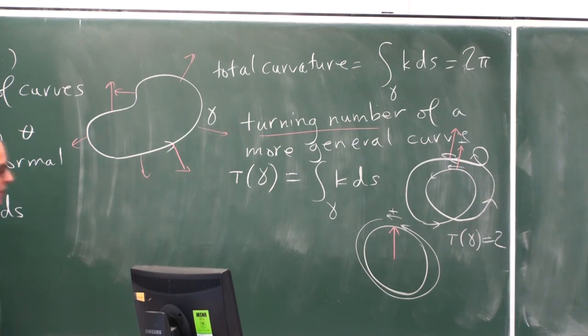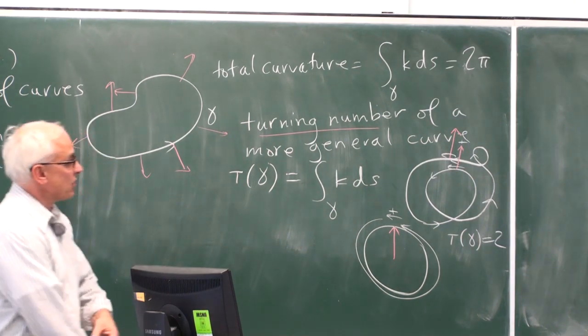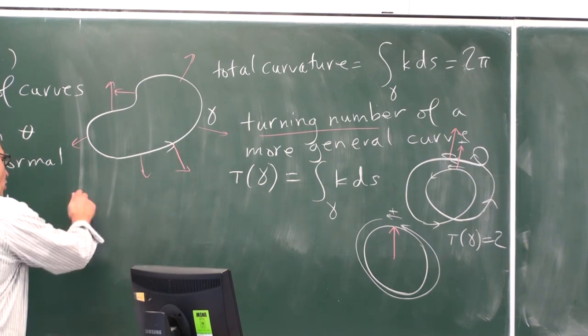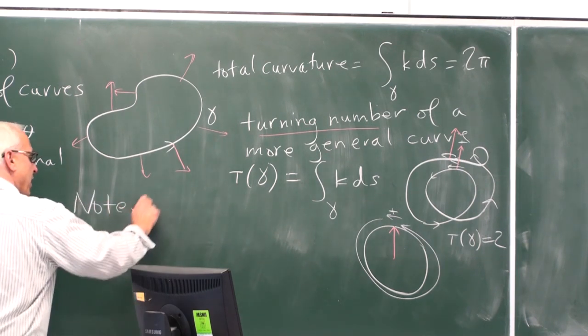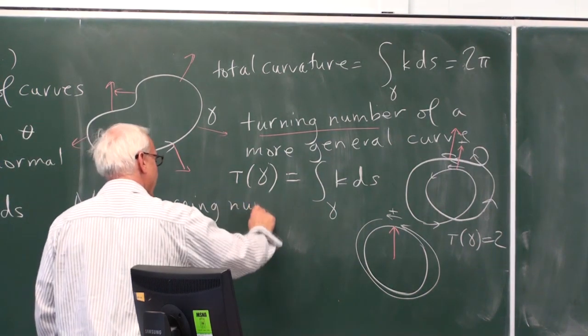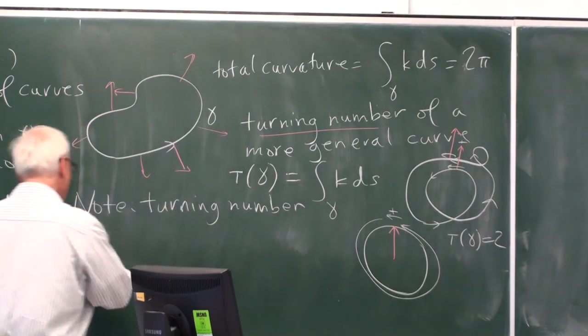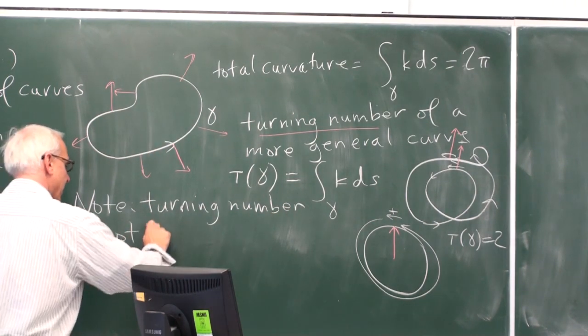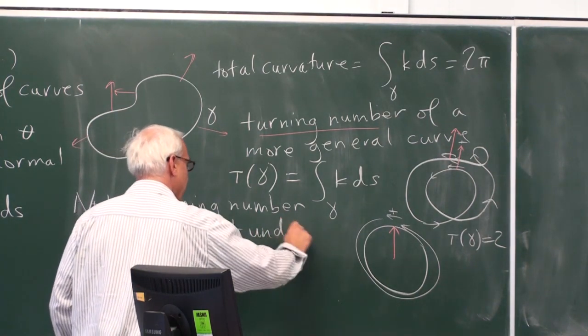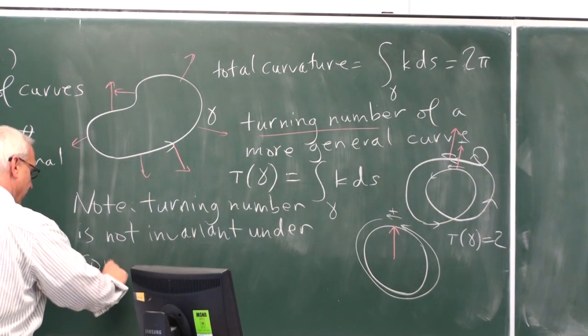Okay, so this is a kind of an interesting property of a curve. Let's note that the turning number is not invariant under continuous transformations.